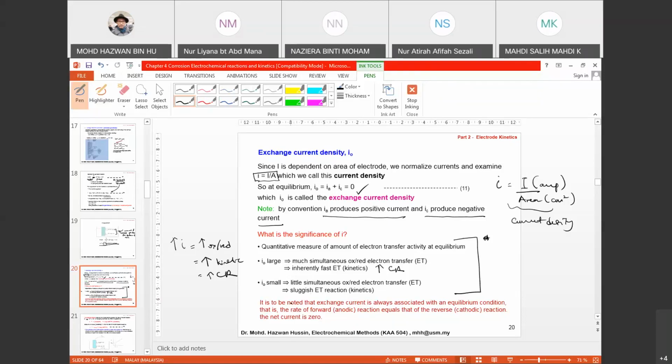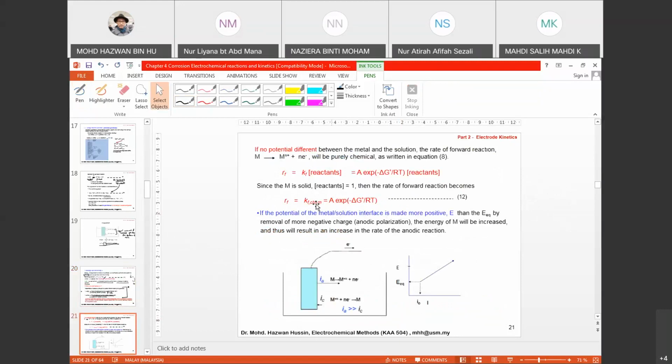Okay, so what happens if you have a smaller exchange current density? Smaller is the opposite. If you have a smaller current, it means little simultaneous oxidation or reduction process occurs, very small, and sluggish, very slow kinetics. It is to be noted that exchange current density is always associated with the equilibrium condition. That is, the rate of the forward reaction equals the reverse reaction. Then the net current will equal zero.